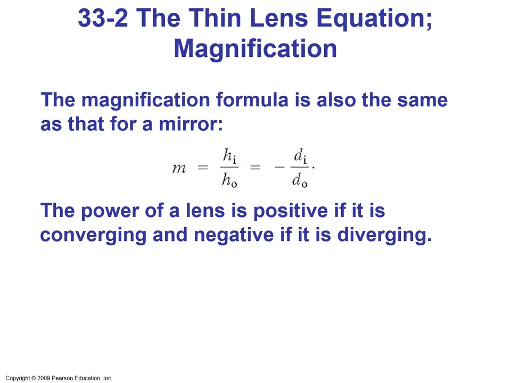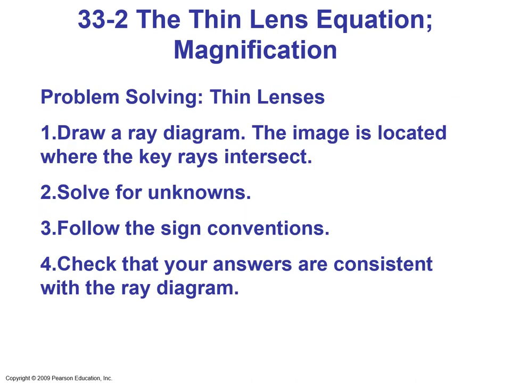The magnification formula is also the same as that for a mirror. Magnification M is equal to the height of the image divided by the height of the object, and it is equal to minus DI, the distance of the image from the lens, over DO, the distance of the object from the lens. The power of a lens is positive if it is converging and negative if it is diverging. In solving problems involving thin lenses, we have to pay attention to these 4 points.